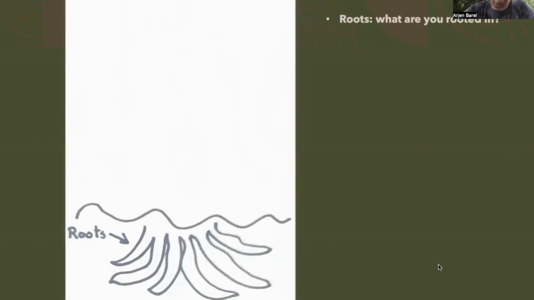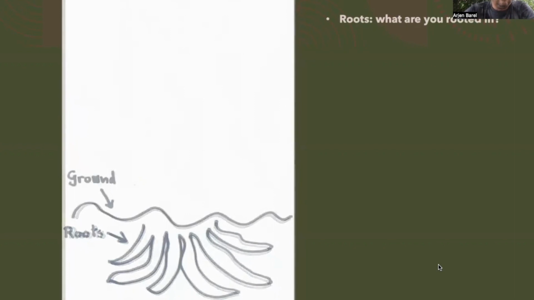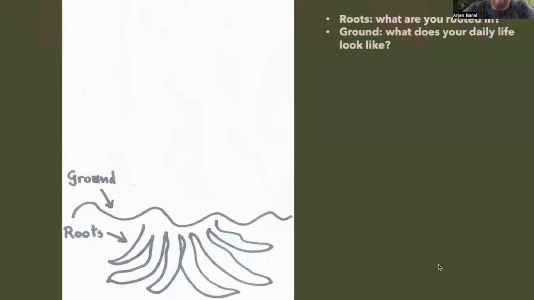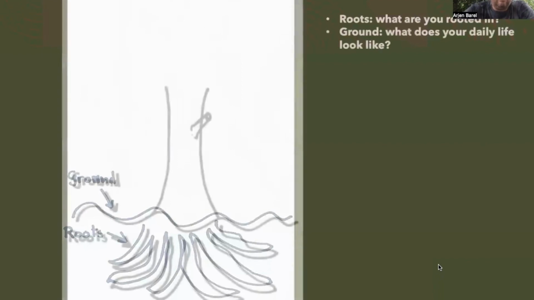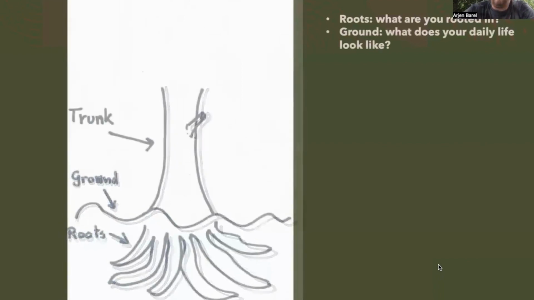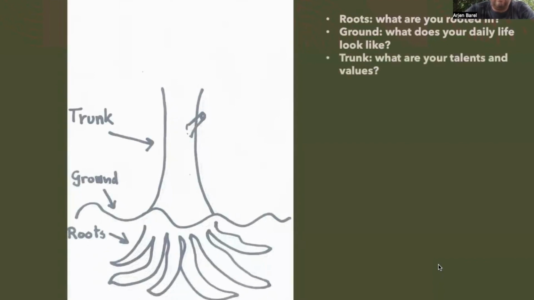So the next step is the so-called ground. And in this ground, you write down what keeps you busy in daily life. For example, working, sleeping, walking the dog, etc. But also think of hobbies, things people like to do, sports, etc. The next step is what we call the trunk. The trunk, this is where you write down your talents and values. What are the talents you think you have, or others say that you have, and the values. What is important to you?